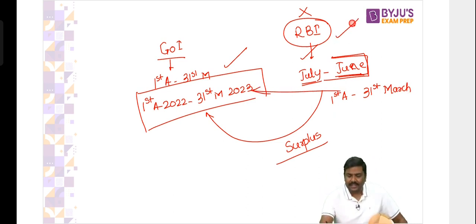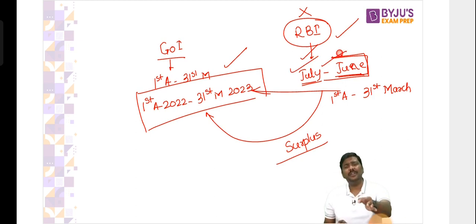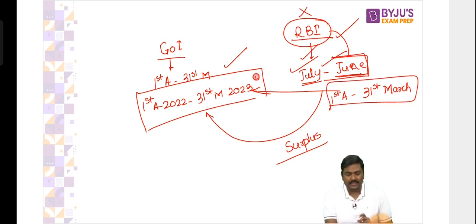So has it been implemented? Yes, this concept of change in the accounting year has already been implemented. Please be very careful. This change has already been done. Now in the newspapers, you might simply come across an article which says accounting year of RBI is like this. Don't be confused. It is the same as the one followed by Government of India.